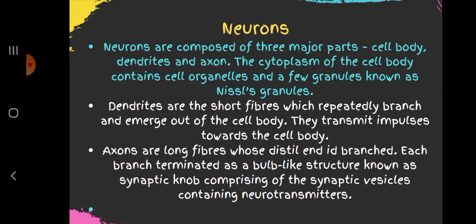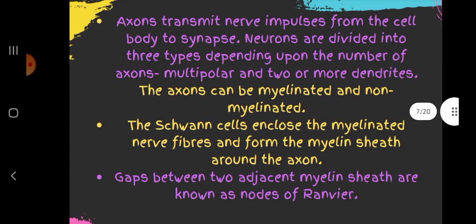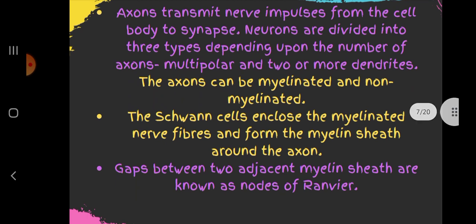Neurons are composed of three major parts: cell body, dendrites and axon. The cytoplasm of the cell body contains cell organelles and few granules known as Nissl's granules. Dendrites are short fibers which repeatedly branch and emerge out of the cell body. They transmit impulses towards the cell body. Axons are long fibers whose distal end is branched. The axon transmits nerve impulses from the cell body to the synapse. The axon can be myelinated or non-myelinated. The Schwann cells enclose the myelinated nerve fibers and form the myelin sheath around the axon.